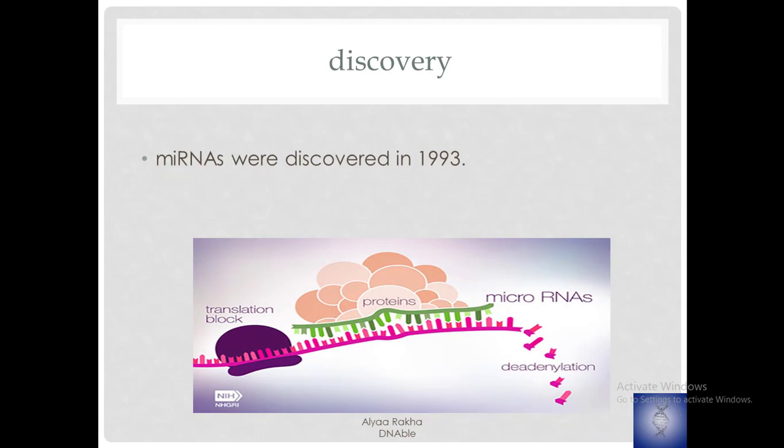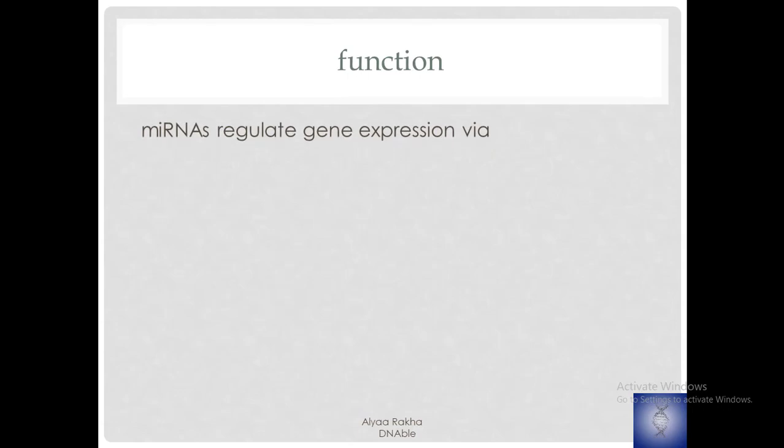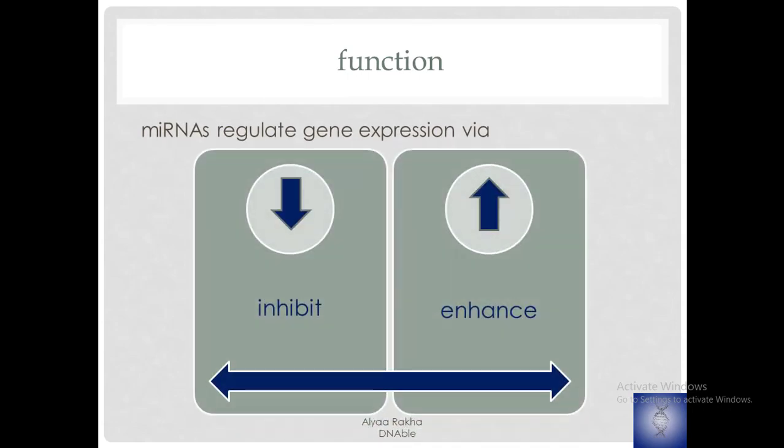Discovery of microRNAs. MicroRNAs were discovered in 1993. Before that time, scientists had never imagined that RNA could have the ability to regulate DNA. So the function of microRNAs is to regulate gene expression, whether by inhibition or promotion.